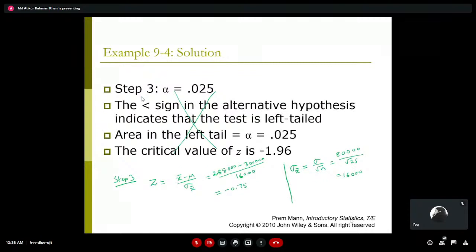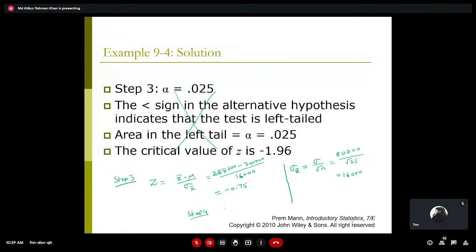Now, under step 4, what shall I do? Step 4, I need to identify the rejection region. For the p-value approach, I shall calculate the p-value. For the critical value approach, I shall identify the rejection region. So I can do that very easily.